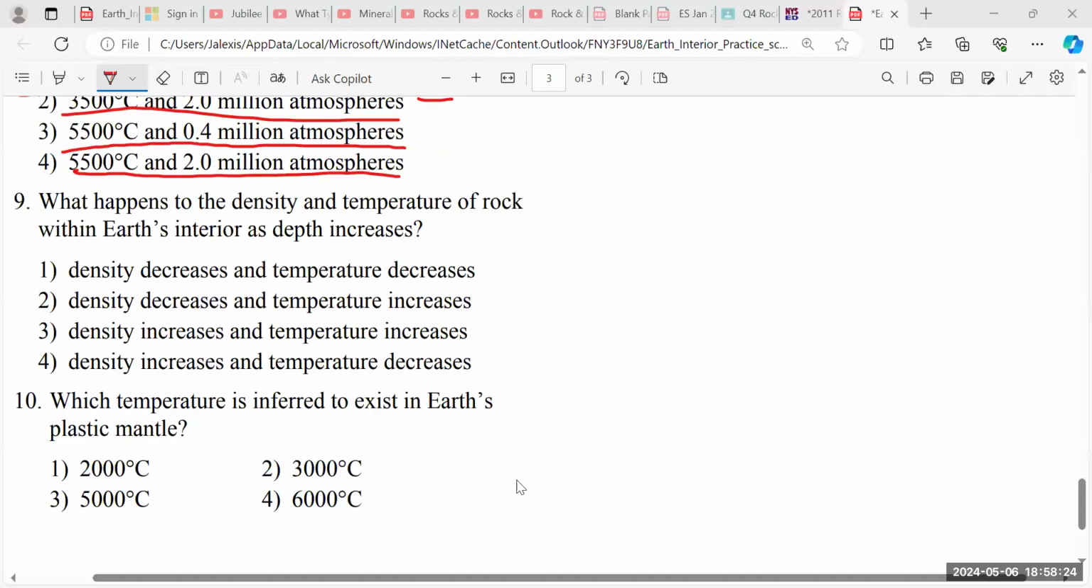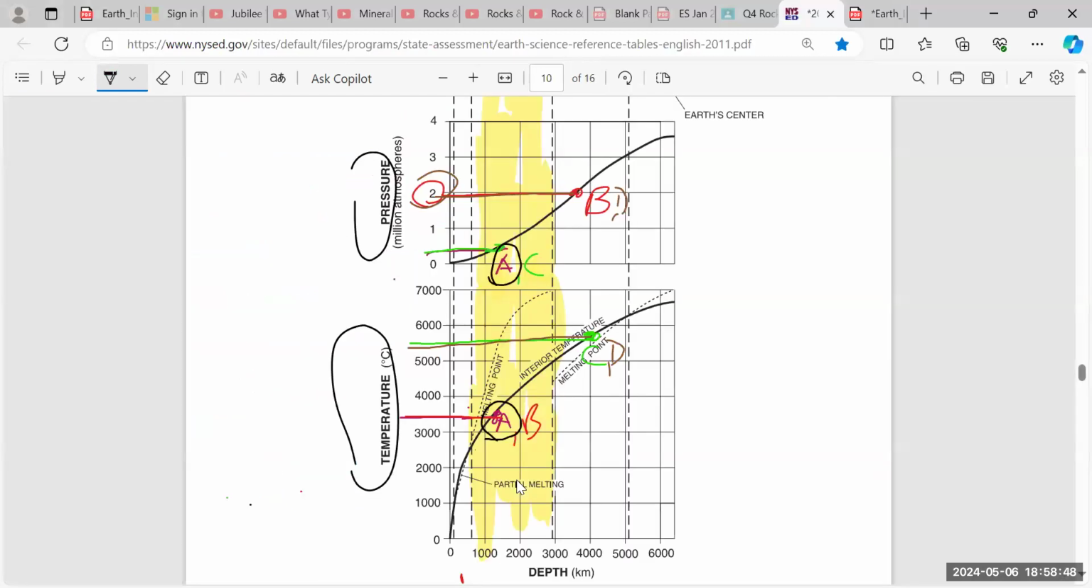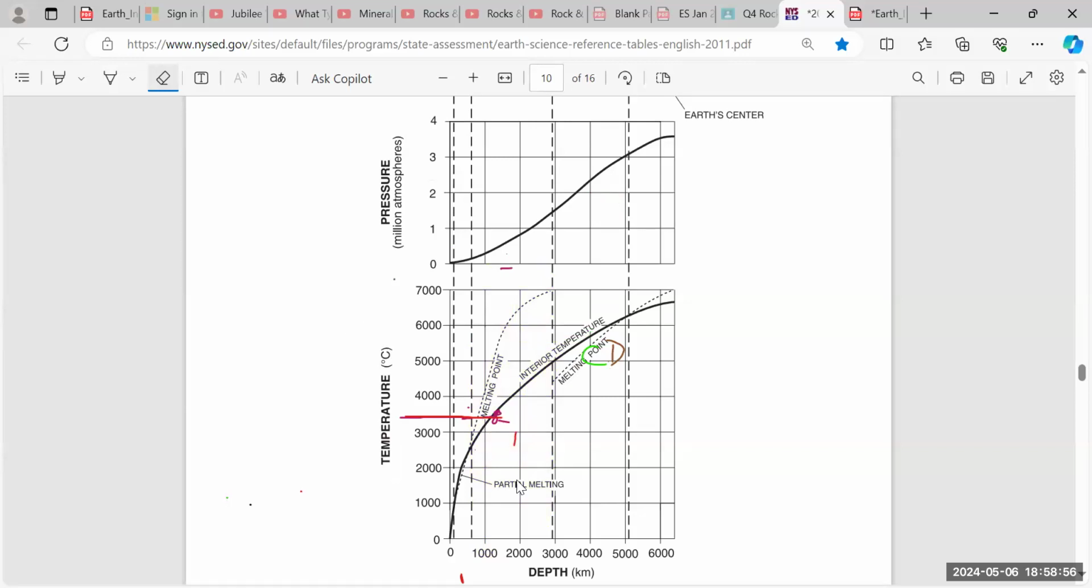All right, guys. So number 9, we are almost there. What happens to the density and temperature of the rock within Earth's interior as depth increases? As the depth increases. All right. So what that means is when I'm looking at the reference table, let me just clear all this up real quick. All right, there we go. I apologize. All right.